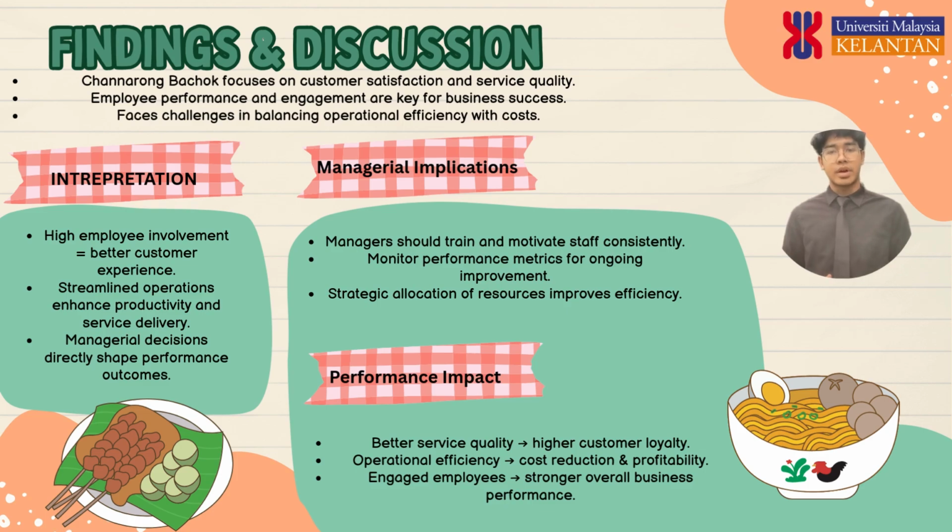So at the Chanarong Bachok restaurant, several major activities were identified, including food preparation, beverage preparation, and packaging and also delivery. Each of the activities was grouped into a cost pool and assigned cost drivers such as the number of Tomyam bowls prepared, coffee cups made, and also delivery orders fulfilled.